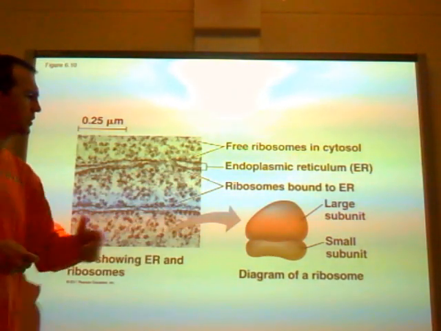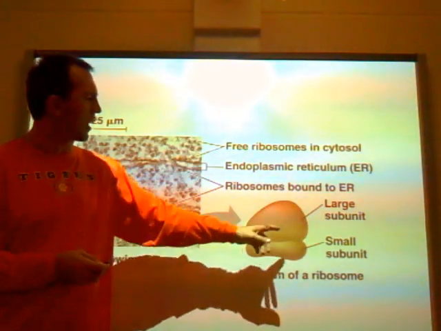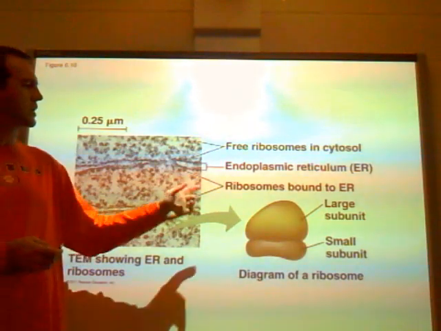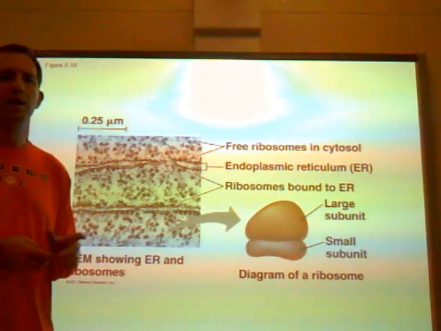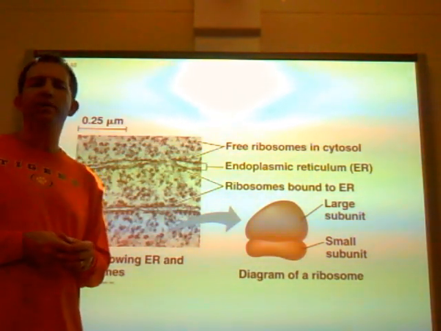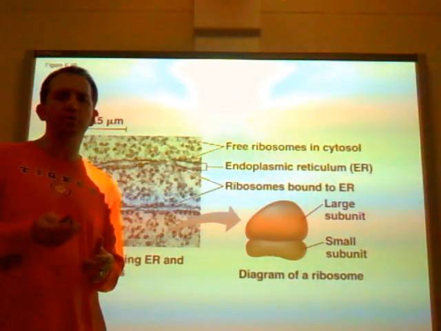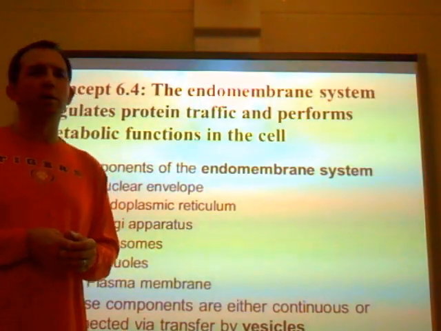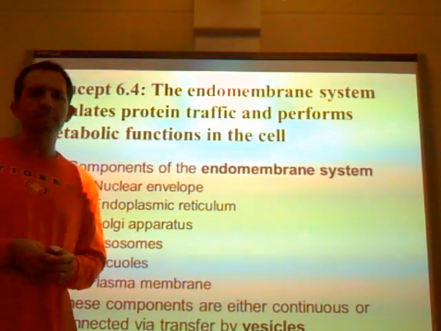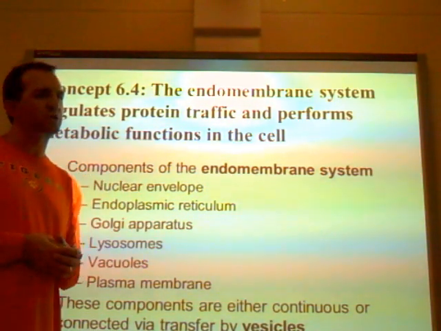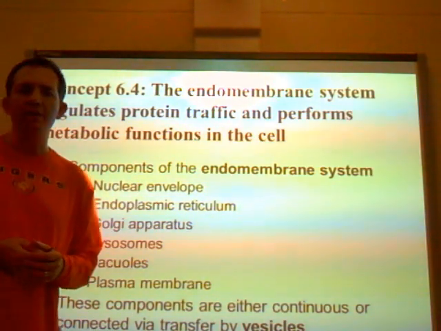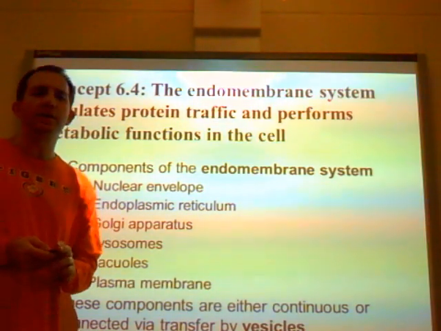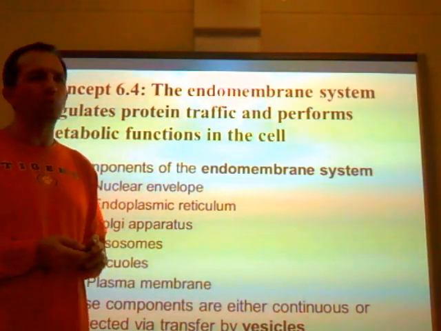Okay? And so here you can see a diagram of a ribosome. It's got two different subunits, the large subunit and the small subunit. And these are going to be very, very important when it comes to the manufacturing of our proteins. Okay? So now again, we're going to just kind of breeze through this as much as we can, talking about these various organelles that we have.